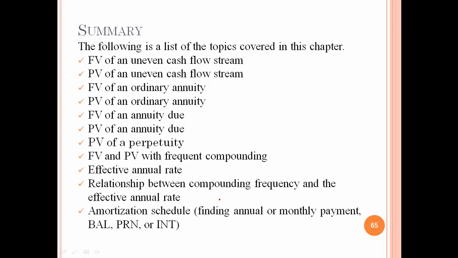And you are also expected to explain the amortization schedule, including calculating the payment from an amortized loan, and you should be able to find the remaining balance of a loan after several payments or several years. You're also expected to know how to find out the interest or principal payment from the loan within a period of time or after a period of time. So that's the whole chapter 5.